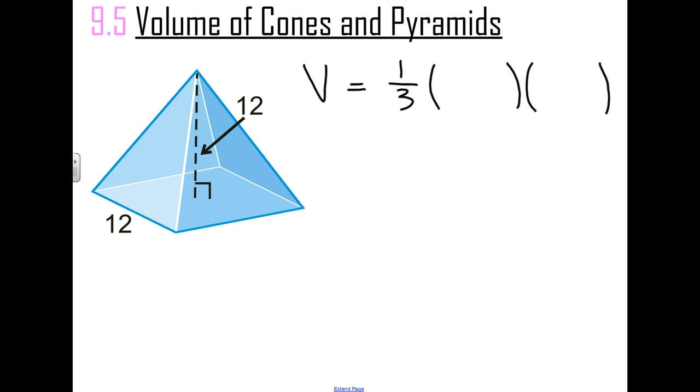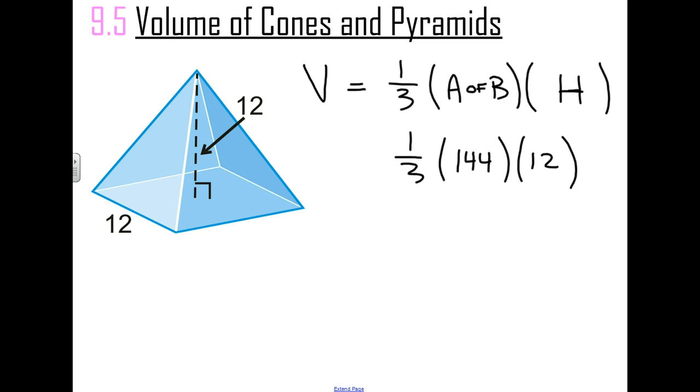You have to pay attention to what the shape of the base is in order to get the area of the base. So it's 1/3 area of the base times the height of the pyramid. So in this case, this is just a square pyramid, and it gives you the actual height is 12. So you take 1/3 times, what's the area of a 12 by 12 square? Okay, 144, and then a height of 12. You take that right there, and then you will make a calculation.